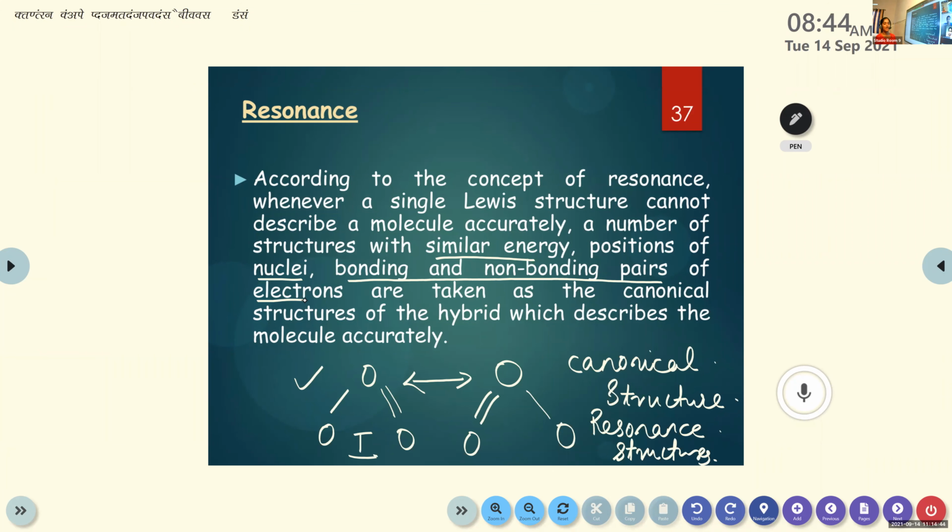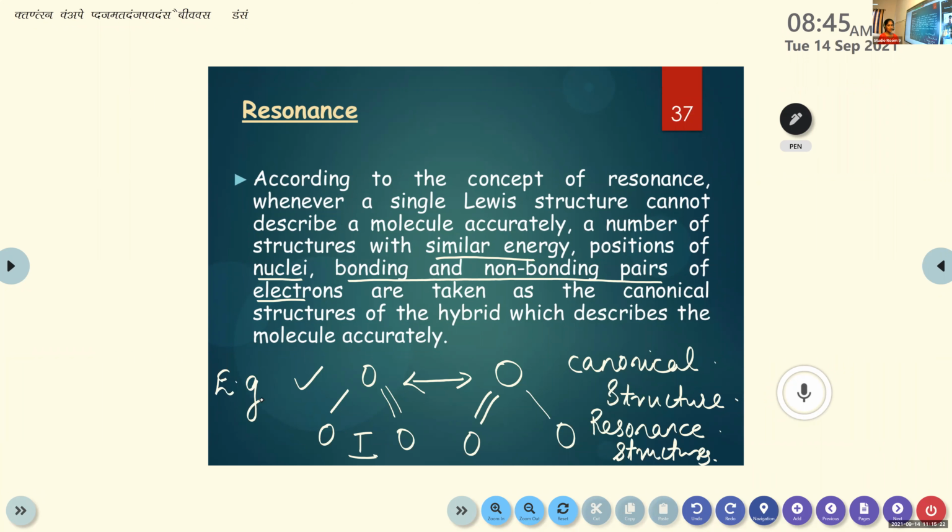So if we cannot describe a molecule with one structure, we can draw different structures with similar energy and positions of nuclei, then bonding and non-bonding pairs of electrons. Such structures are known as resonance structures or canonical structures of the hybrid, which describes the molecule completely. Clear, children? So this one is just an example in the case of ozone. There are two possibilities for drawing the structure of ozone. We can draw double bond and single bond at both positions, right? So both these structures are considered as the canonical structures or resonance structures.